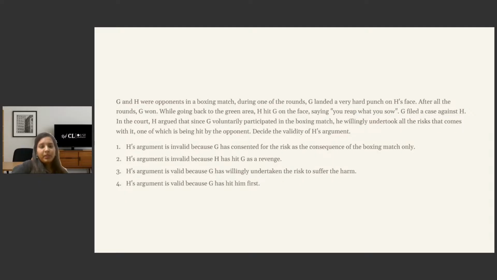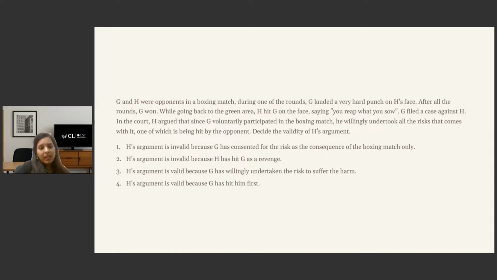G and H were opponents in a boxing match. During one of the rounds, G landed a very hard punch on H's face. After all the rounds, G won. While going back to the green area, H hit G on the face, saying, "You reap what you sow." G filed a case against H in the court. H argued that since G voluntarily participated in the boxing match, he willingly undertook all the risks that come with it, one of which was being hit by the opponent. Decide the validity of H's argument.